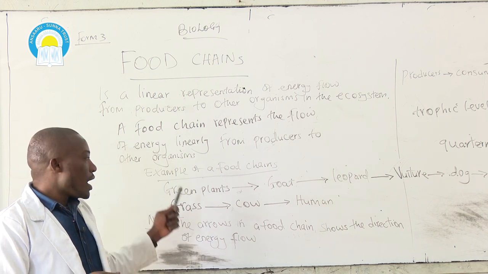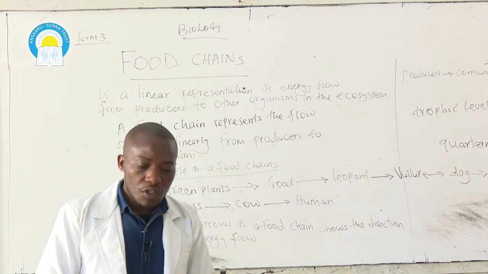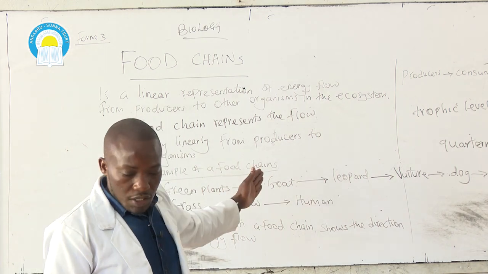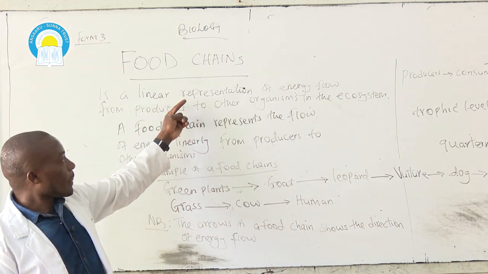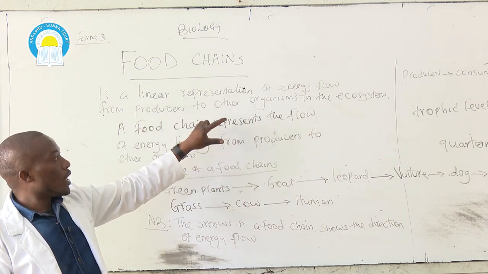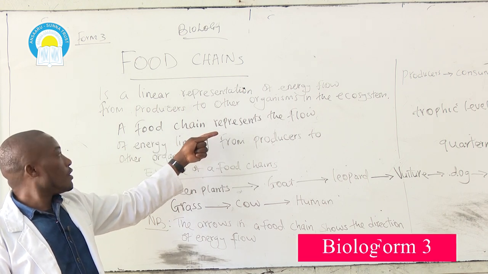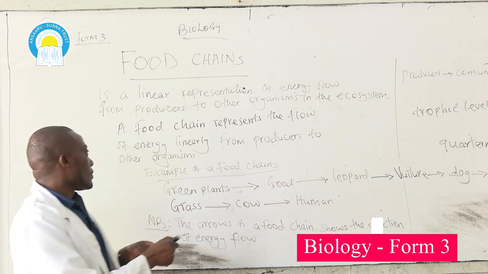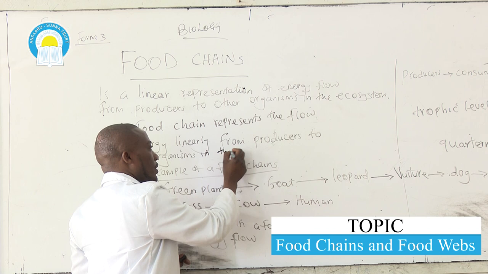And I'm saying the arrow in a food chain shows the direction of energy flow in the ecosystem. Make sure you follow this very clearly. I'm saying the food chain is a linear representation of energy flow from producer to other organisms in the ecosystem. Or a food chain represents the flow of energy linearly from producers to other organisms in the ecosystem.